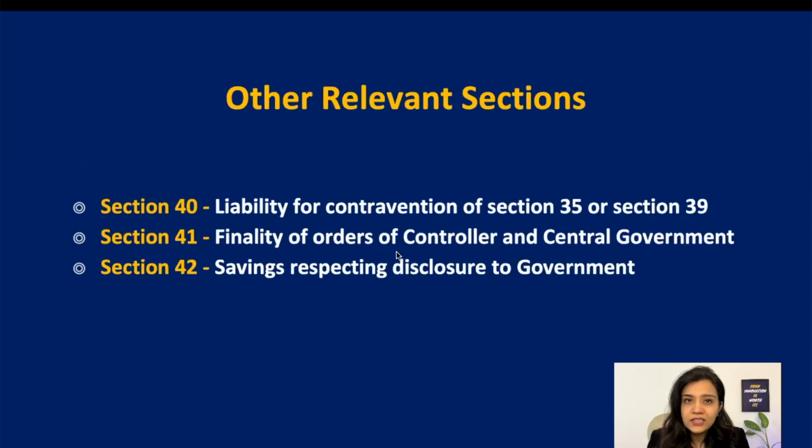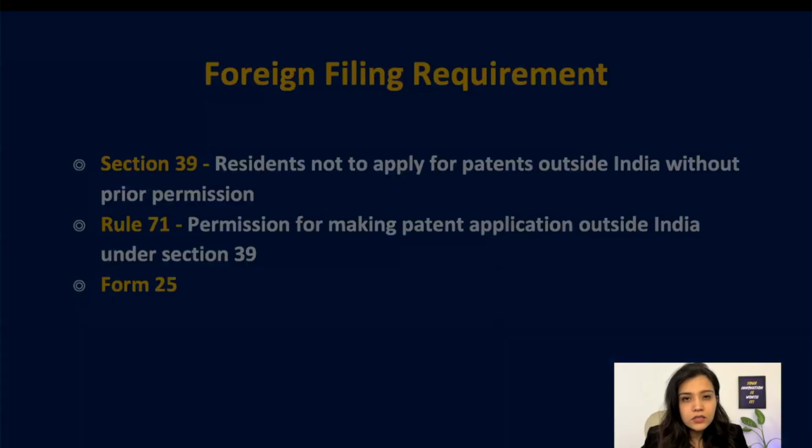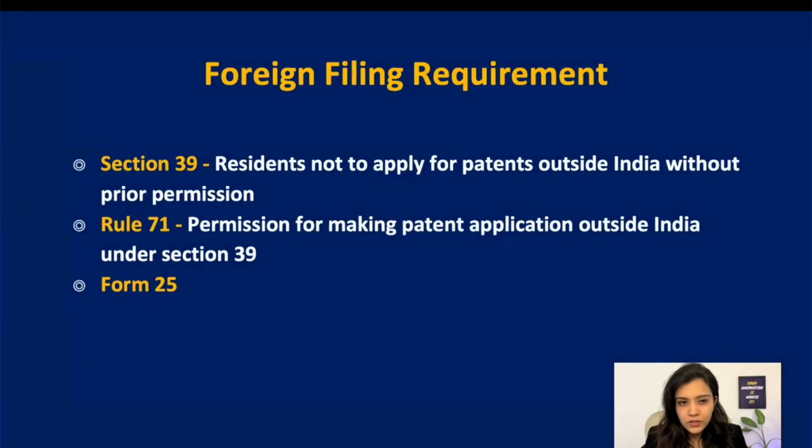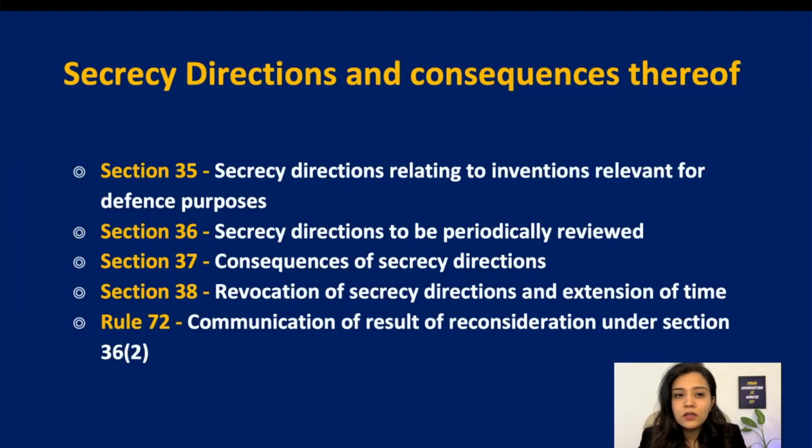Other relevant sections which are read with secrecy provisions and foreign filing requirement are section 40, 41, and 42. We'll cover these provisions very briefly. This is important again for the purpose of objective questions. I don't think there is an opportunity to ask a subjective question here, but for objective questions, I think they can come from the foreign filing requirement or any timeline or process associated with secrecy direction. So I'll open the Act now so that we get clarity on what is written in these sections.